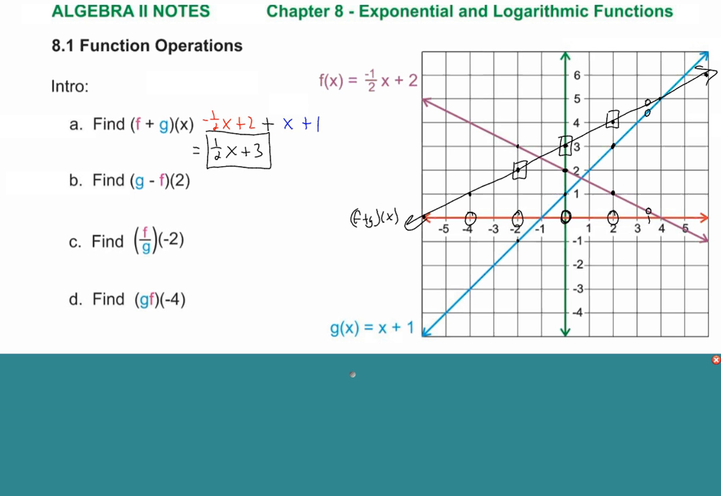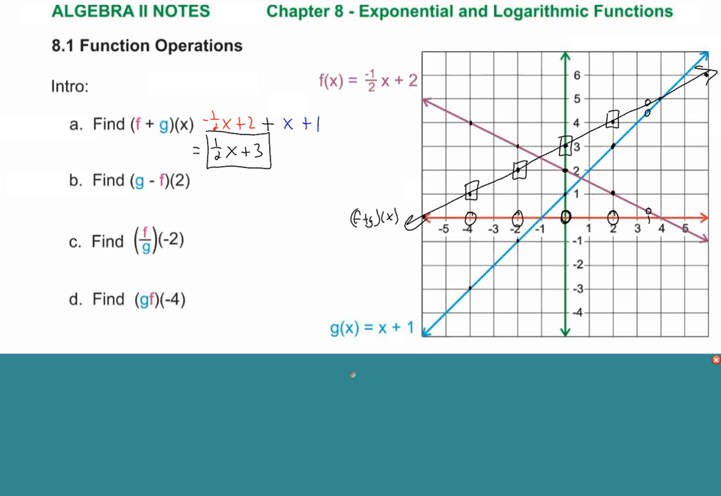F of -4. The f function's output is 4, but the blue function's output is -3, for a grand total of +1. That is the case. We're adding the functions, so it's just like adding the outputs for any given input. Hey, that's the way it goes.